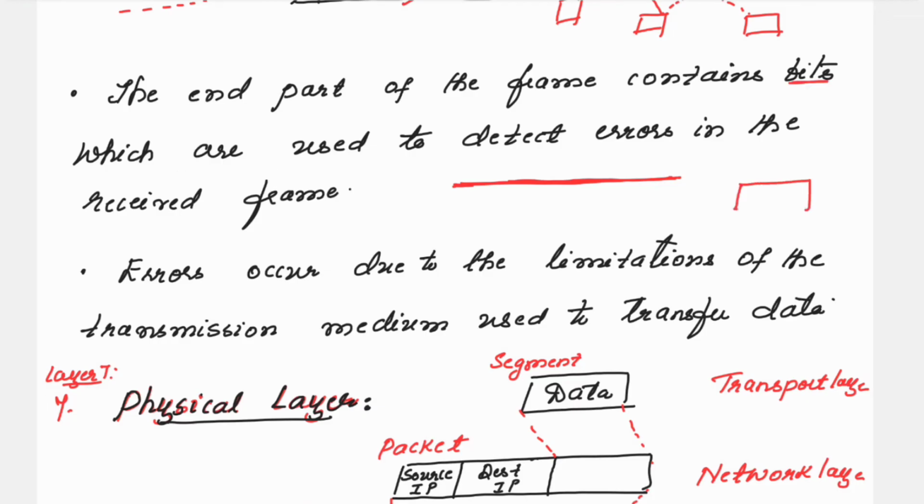If this is the frame, at the end of the frame there are certain bits. These things you will be learning in detail in future topics when I teach the error detection methods. So these bits are added here at the end of the frame to check the errors during the transmission. Now these errors occur because there are certain limitations of the transmission medium that is used to transfer the data. So the summary is that the data link layer is responsible for framing, media access and error detection.